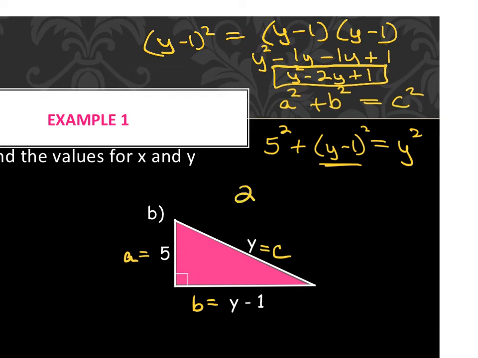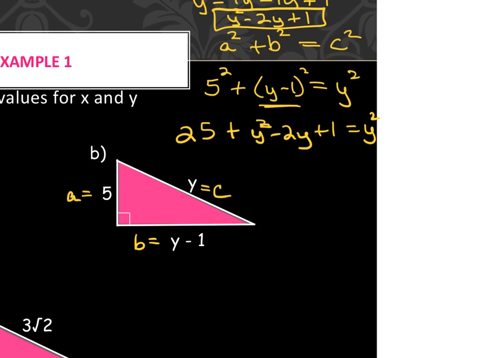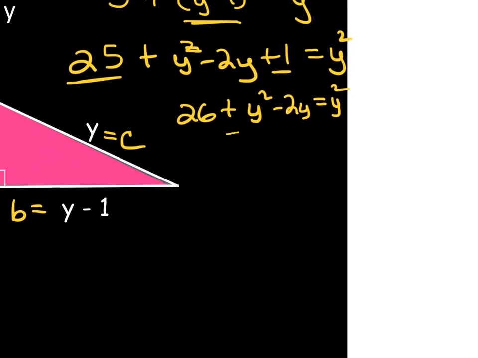So 5 squared is 25. The y minus 1 squared is y squared minus 2y plus 1 equals y squared. I now need to start combining my like terms. So I could add 25 plus 1. And then I get y squared minus 2y equals y squared. I now need to try to get my y squareds together. So I'm going to start combining terms. Notice it cancels from both sides.